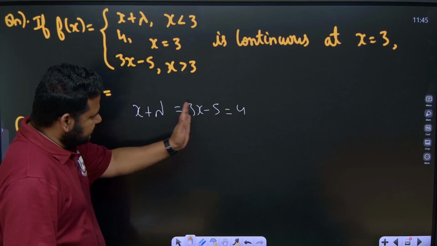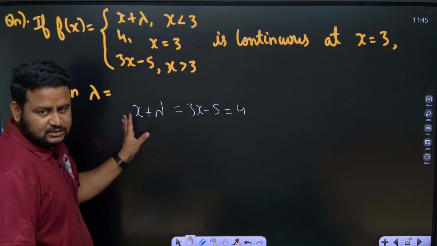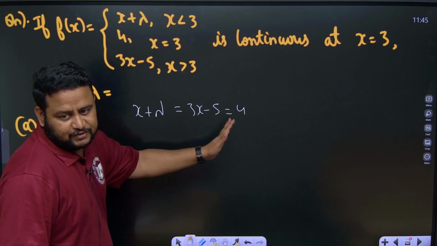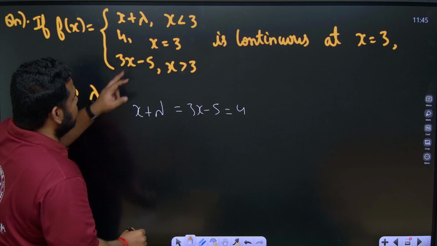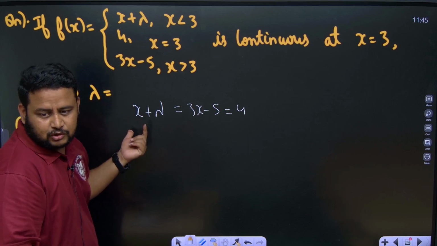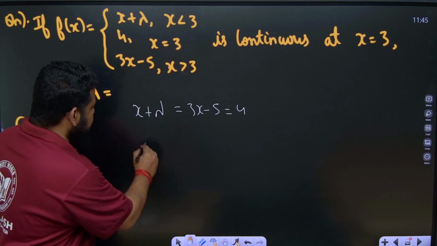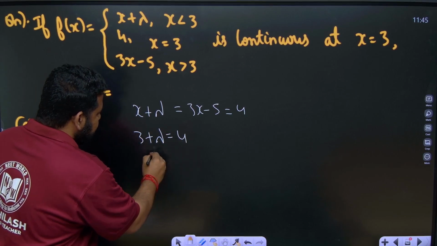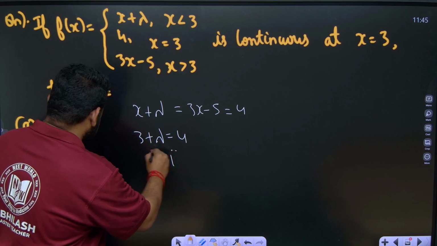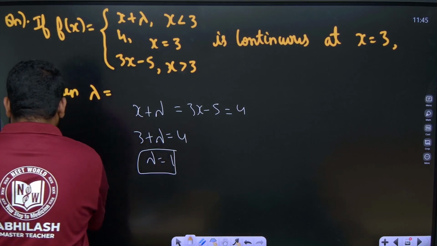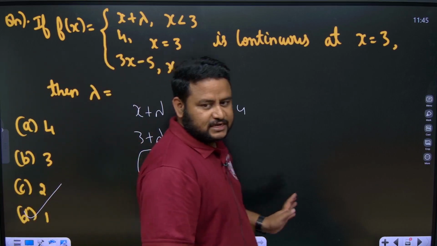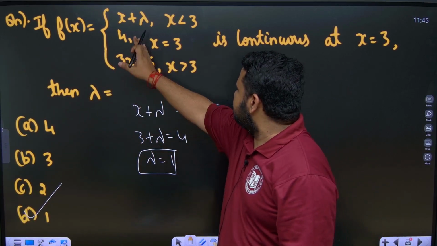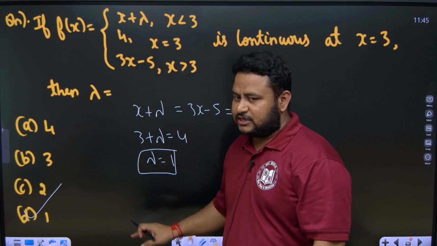Out of these three elements, you can equate any two of them. So I will write x plus lambda, and I should put x is equal to 3, so 3 plus lambda is equal to 4. So I will get lambda is equal to 4 minus 3, which is 1. The answer is option D, 1. I hope it is clear. Like this we will solve this question. We will equate it at 3 and solve the question. We can note it down later.